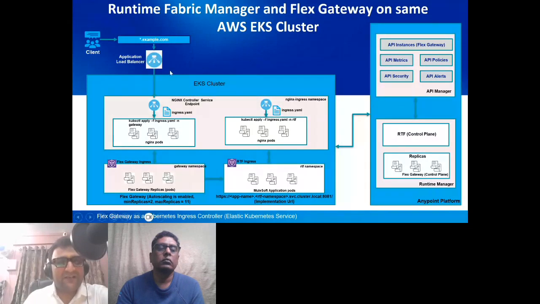So what we decided is, why don't we set up a Flex gateway on the same EKS where the RTF is running. So we have set up a Flex gateway with the min replicas of 2 and with the max replicas of 3.